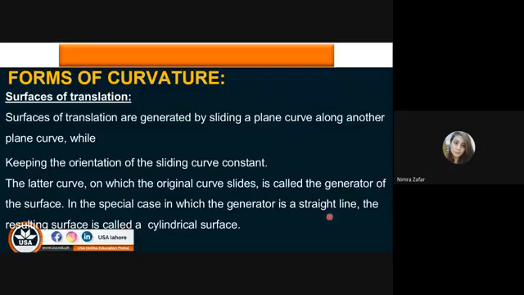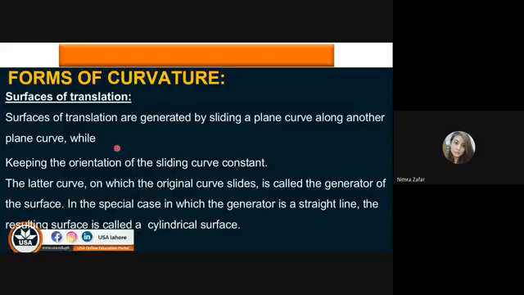Then we have surfaces of translation. Surfaces of translation are generated by sliding a plane curve along another plane curve while keeping the orientation of the sliding curve constant. The latter curve on which the original curve slides is called the generator of the surface. In the special case in which the generator is a straight line, the resulting surface is called cylindrical surface.